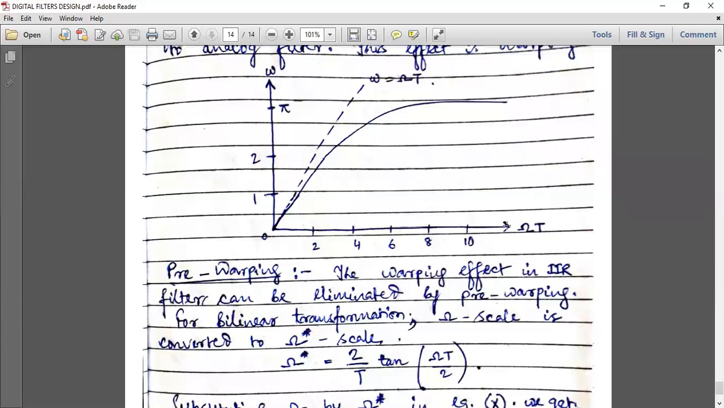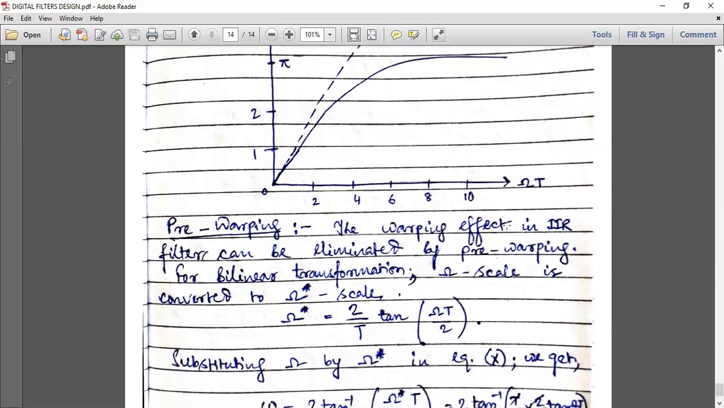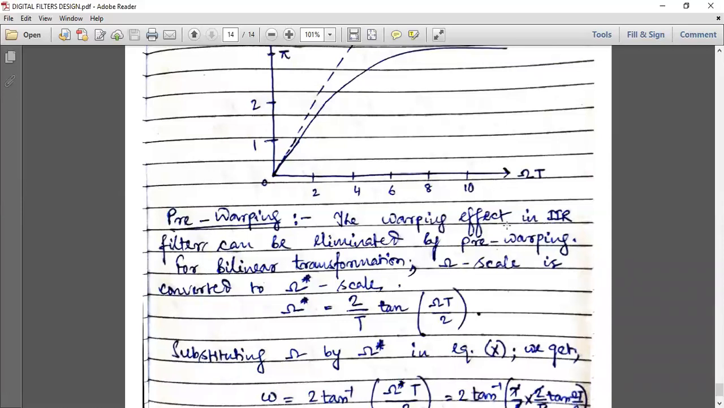Now come to the pre-warping effect. See what I have written. Follow the note. The warping effect in IIR filters can be eliminated by pre-warping of the analog filter. For bilinear transformation, the ohm scale is converted to the ohm star scale. So ohm star will be 2 by T tan ohm T by 2. Ohm T by 2, why? Because omega equals ohm T, so omega by 2 is ohm T by 2.